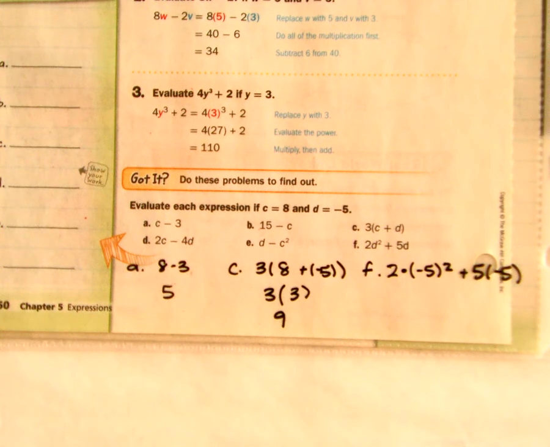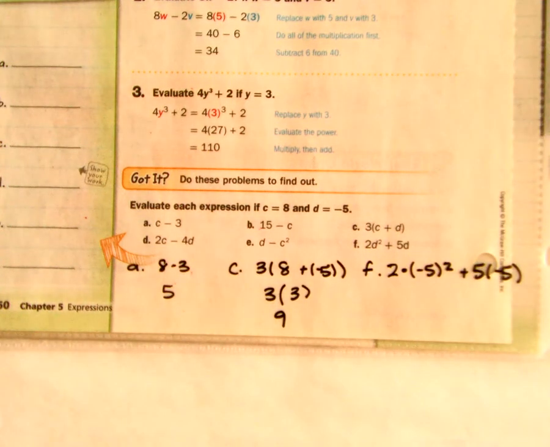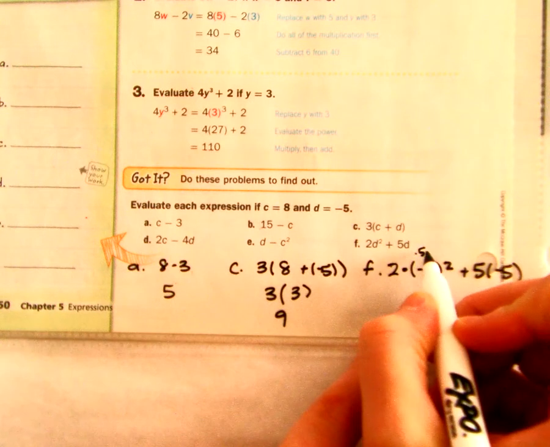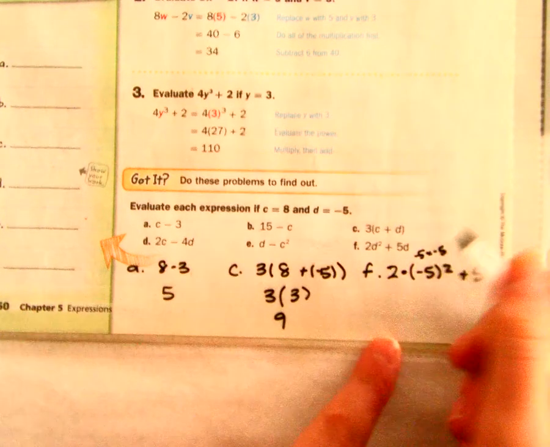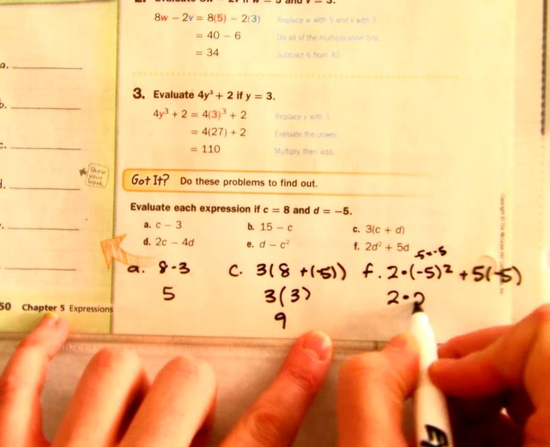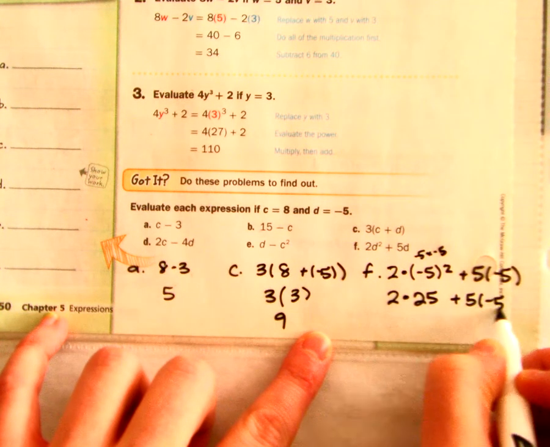Do I have parentheses? I don't have any. Do I have exponents? I have an exponent right here. Remember, an exponent is taking that number times itself 2 times. So this is really negative 5 times negative 5. And negative 5 times negative 5 is positive 25. Okay, then plus 5 times negative 5.